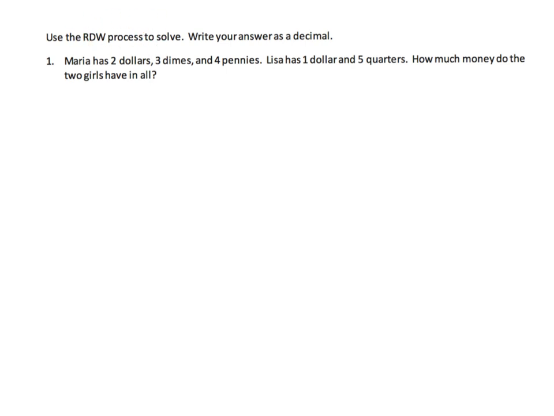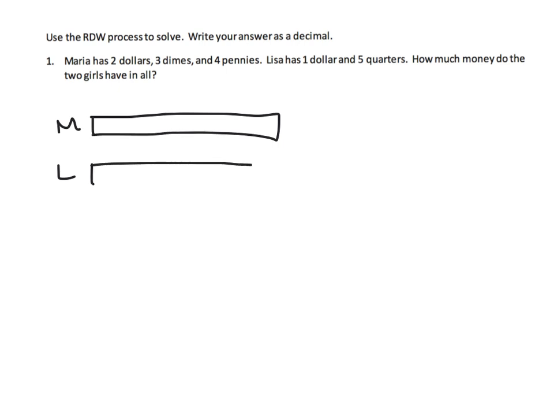solve. And so Maria has $2, 3 dimes, and 4 pennies. And Lisa has $1.05. How much money do the two girls have in all? Now, I think we could, if we wanted to, do this as a single bar, but I'm going to really show that we have 2 characters in this story. We have Maria and we have Lisa, and at this point I'm going to draw the same length tape diagrams.